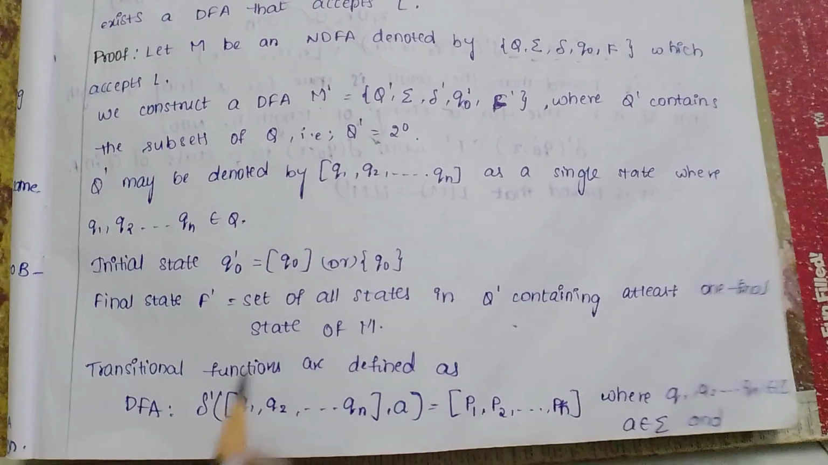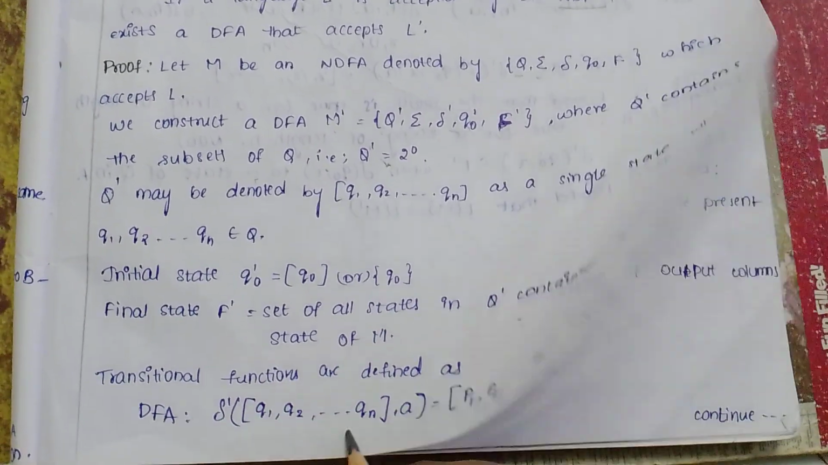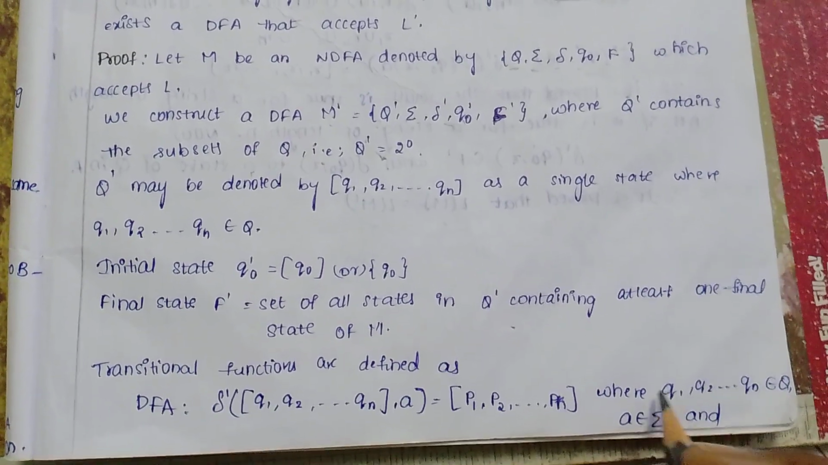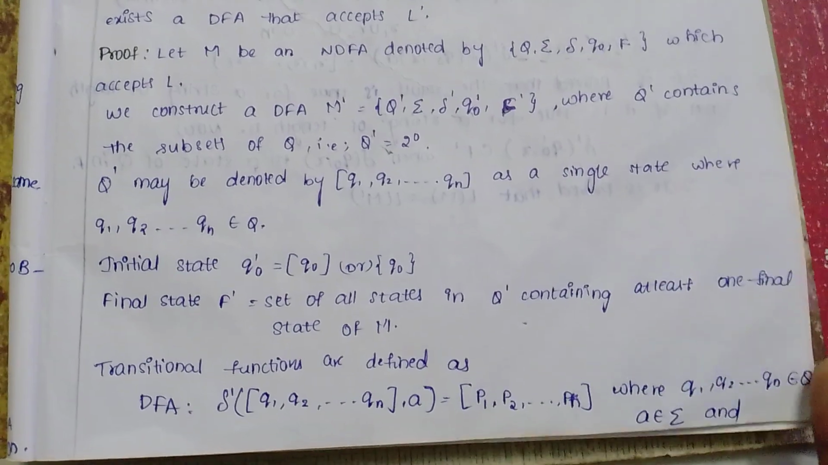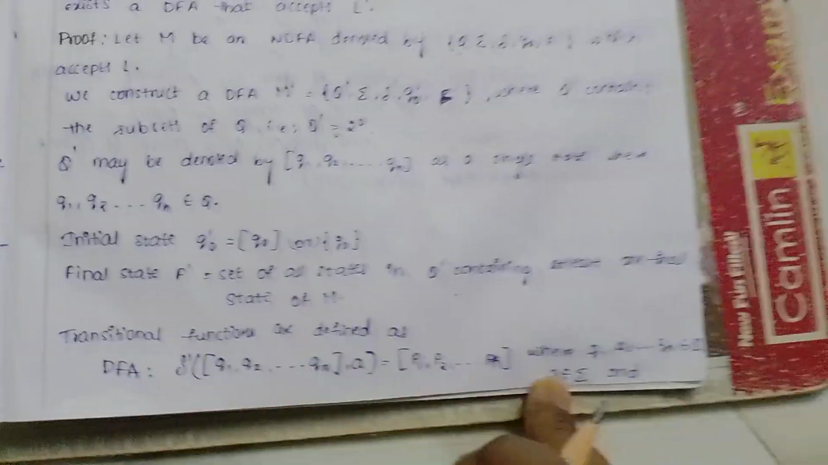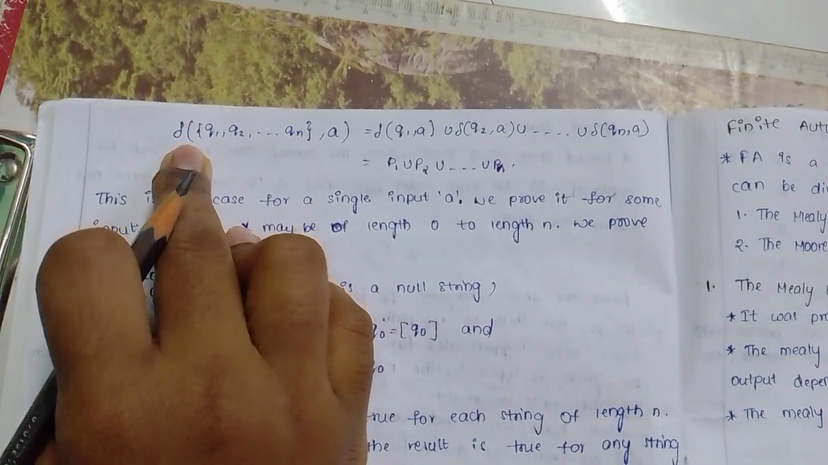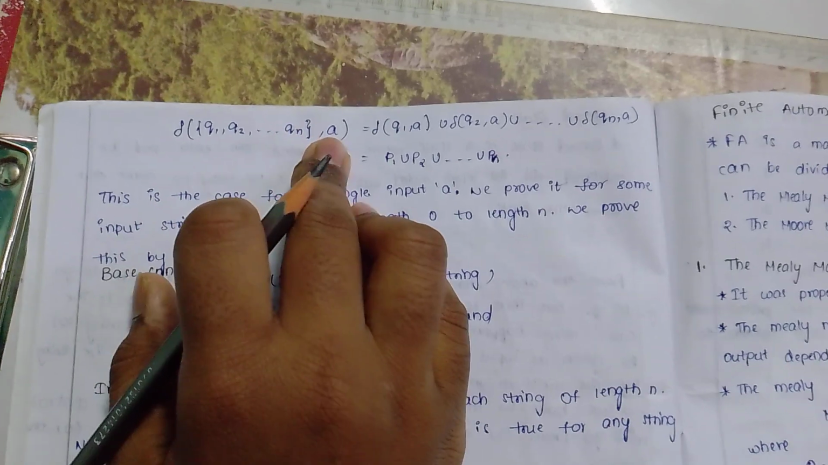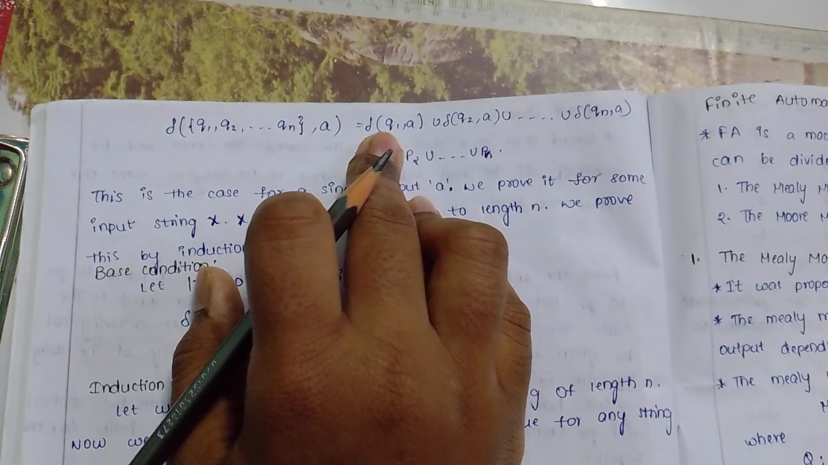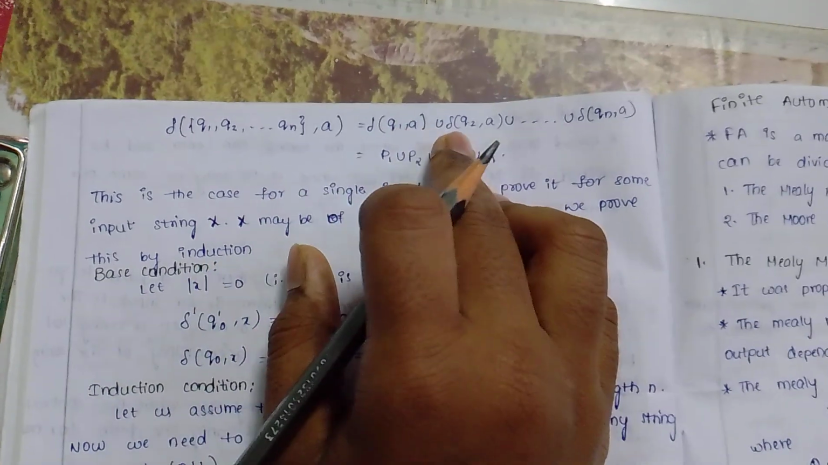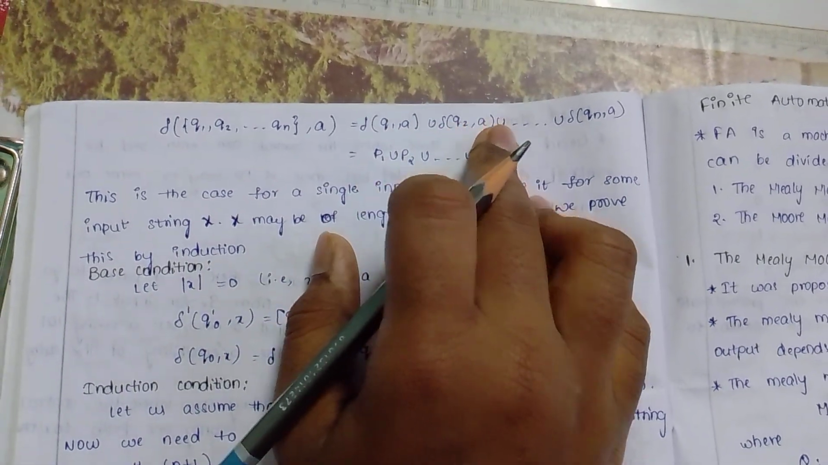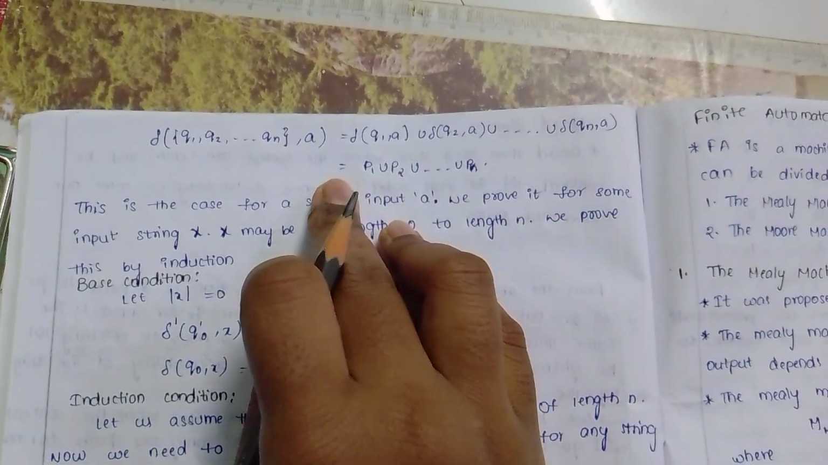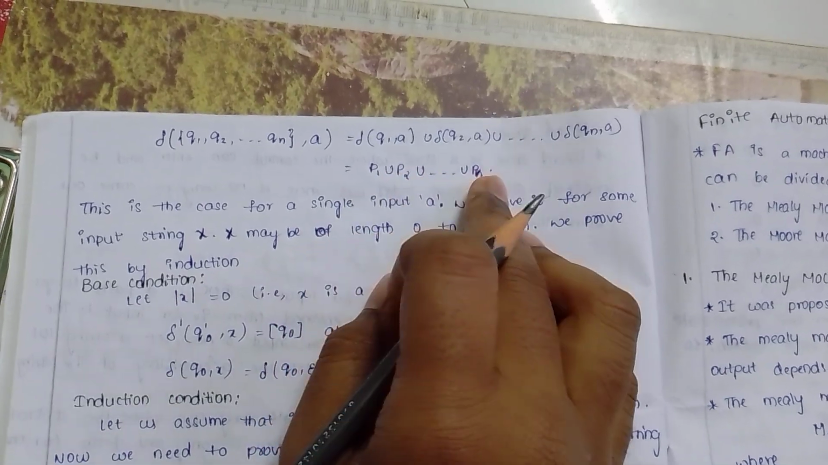So in this transition function, δ(Q1, Q2, ..., Qn) with input A gives P1, P2, ..., Pn, where Q1, Q2 belong to Q and A belongs to the input symbols. Next, the transition function of Q1, Q2 with input A gives δ of Q1 with input A union δ of Q2 with input A, and so on, which equals P1 union P2 union and so on Pn.